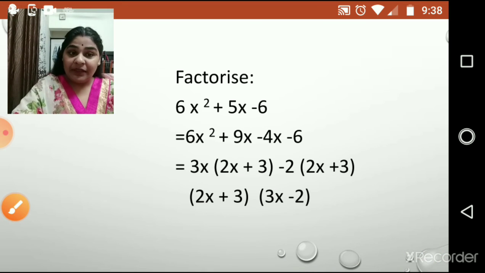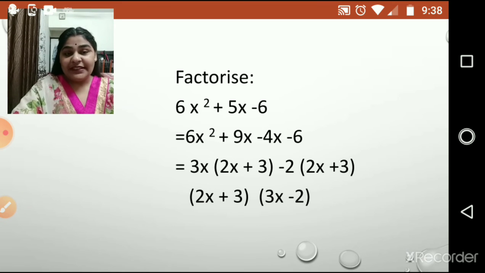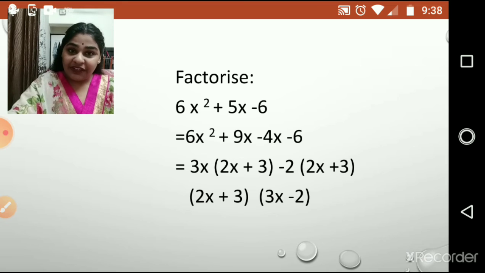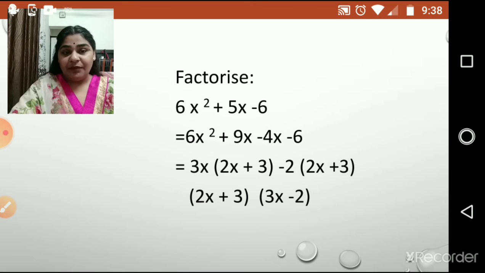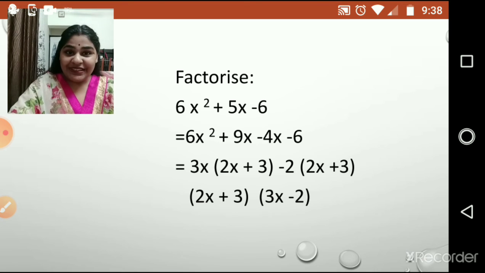Now if it is in the MCQ type, how will it come, children? It may come as factors of 6x square plus 5x minus 6, okay? And the factors will be given. So you have to obviously solve it and then only choose the correct option if it comes, okay? So these types of all the sums we have seen, children. Let us proceed.